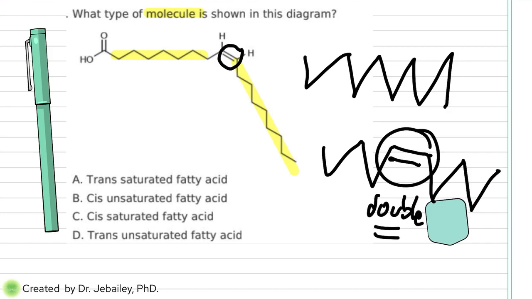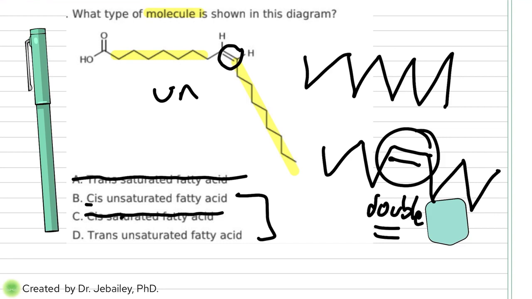So that means it's made of this. Because there's a double bond, it cannot be saturated. It must be unsaturated. So the first one is out of there, and now we have 3 options. Now the next 3 options, it says cis. Oh, this one says saturated, so it's definitely not this one too. So we only have B and D to look at.